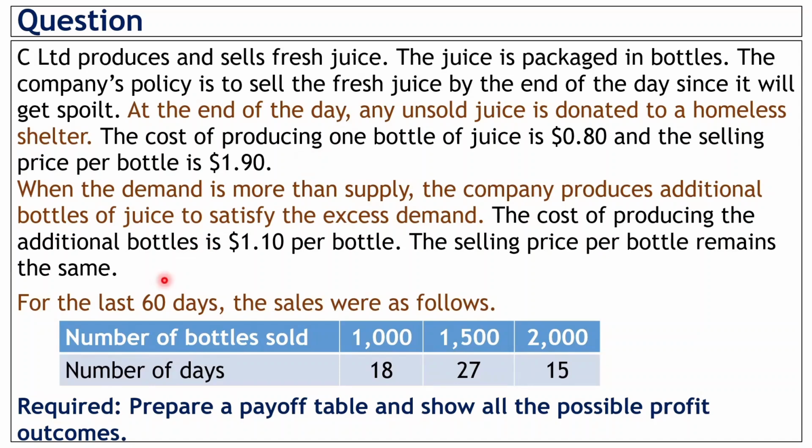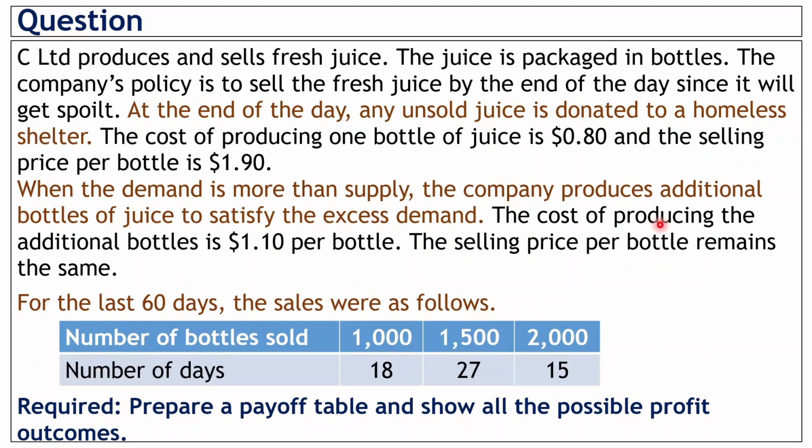When the demand is more than supply, the company produces additional bottles of juice to satisfy the excess demand. The cost of producing the additional bottles is $1.1 per bottle. The selling price per bottle remains the same. For the last 60 days, the sales were as follows. This table contains the sales data. Required, prepare a payoff table and show all the possible profit outcomes.